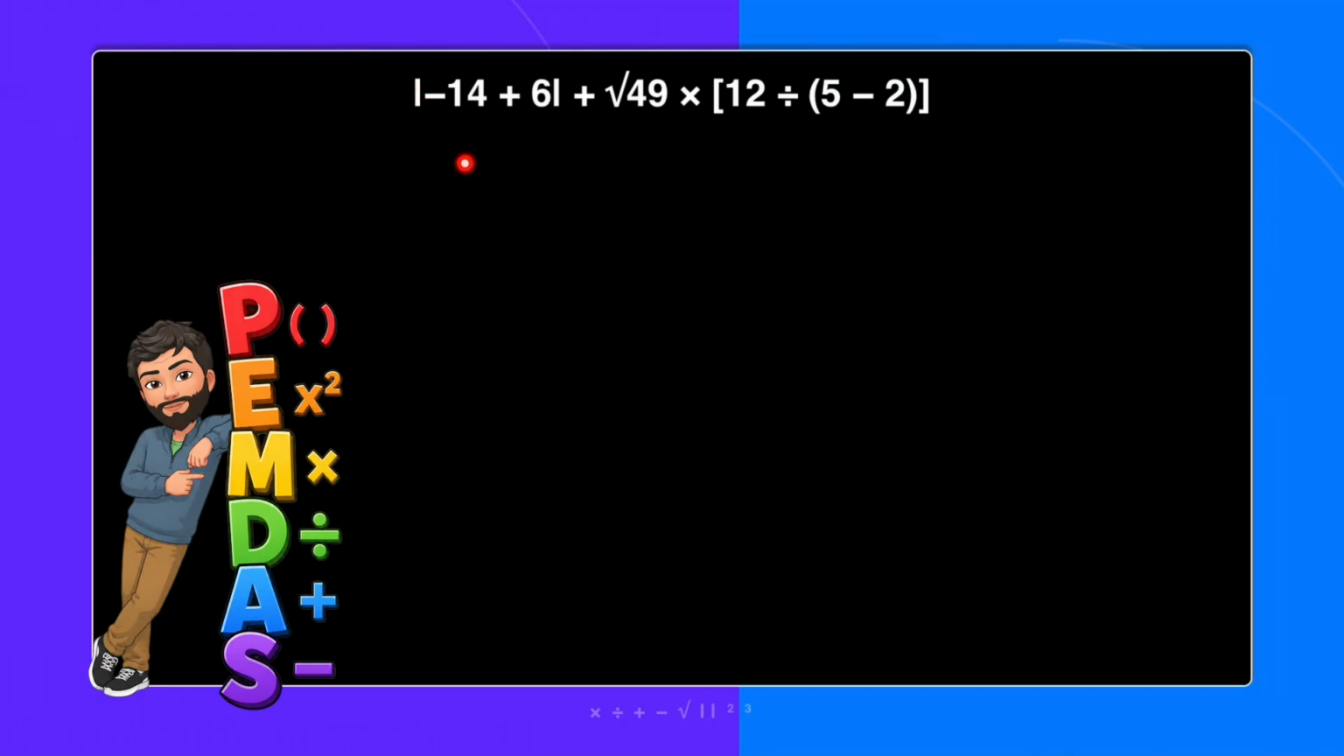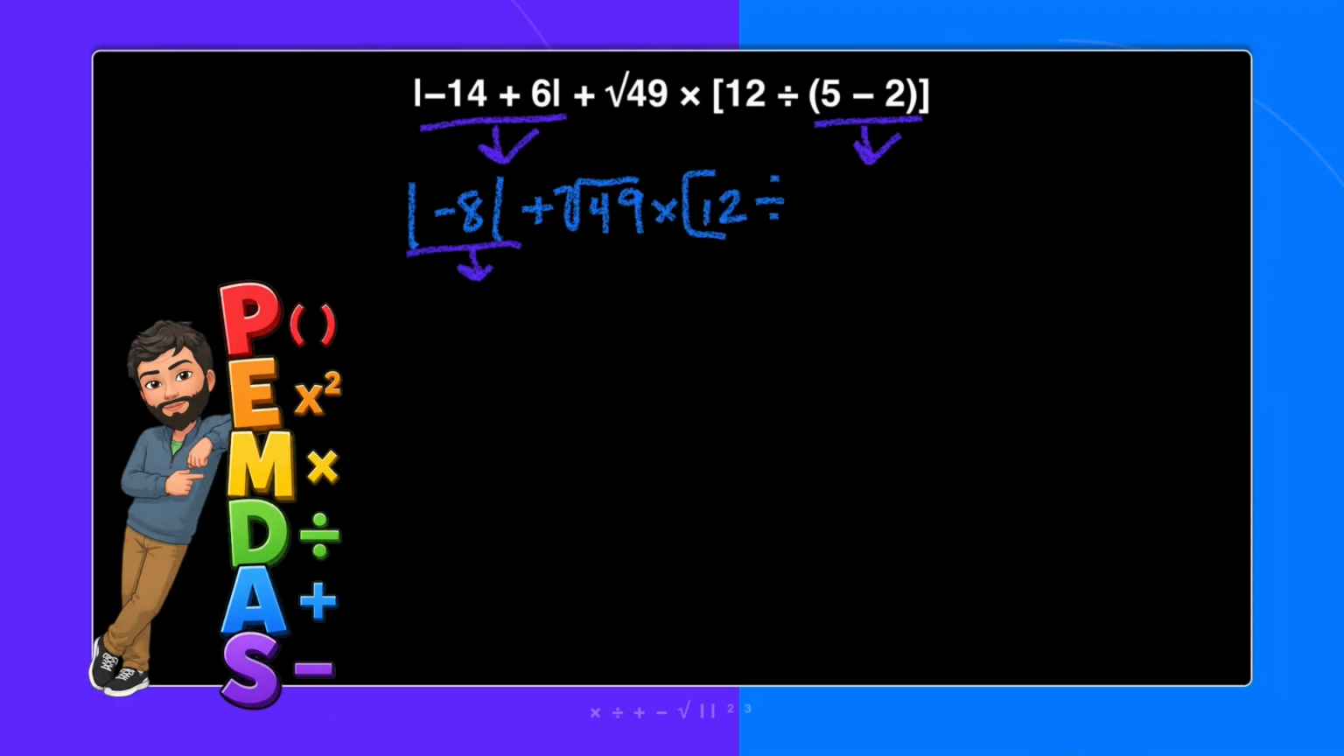All right, absolute value means the distance away from 0. So we have to solve the negative 14 plus 6 that's inside that absolute value. Once we solve that, we're going to talk about the distance away from 0. Let's also solve the 5 minus 2 inside the parentheses, which is inside that brackets. All right, negative 14 plus 6 gets us negative 8 inside the absolute value. Then we're also going to solve the square root of 49, and then we'll also solve 12 divided by 3. We got the 3 from the 5 minus 2.